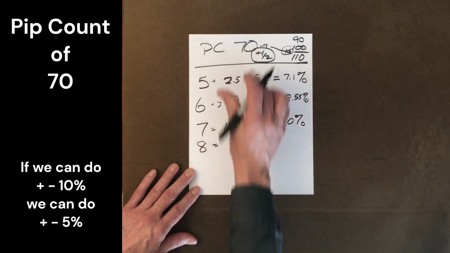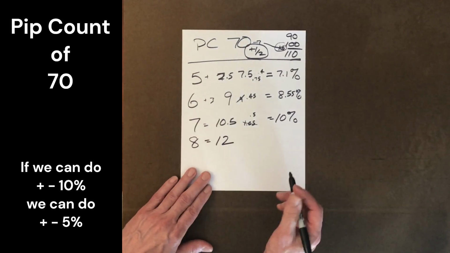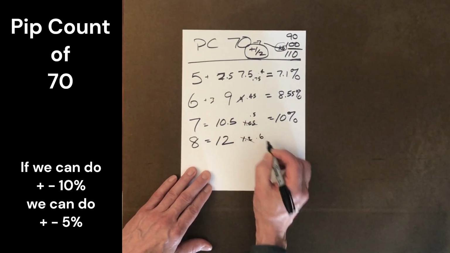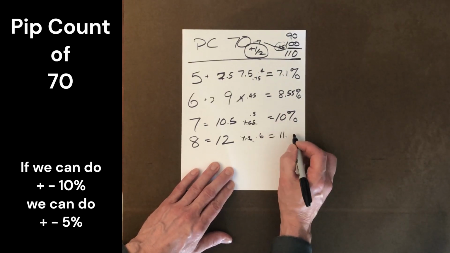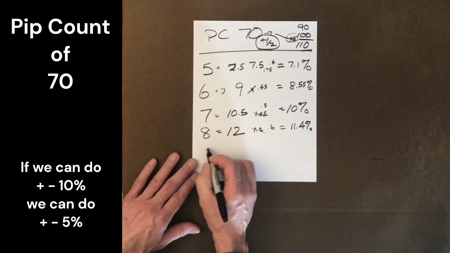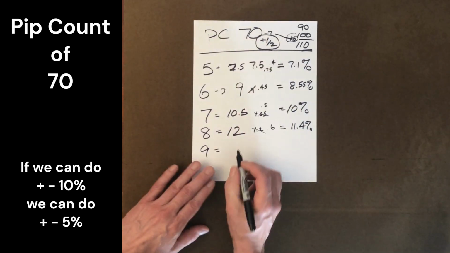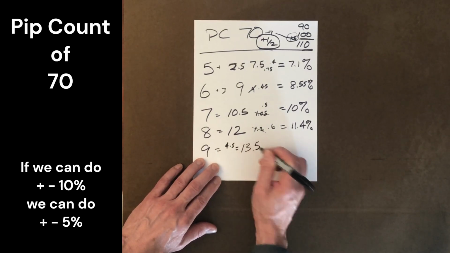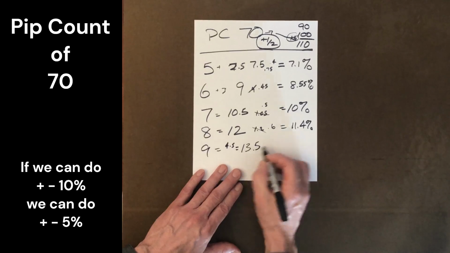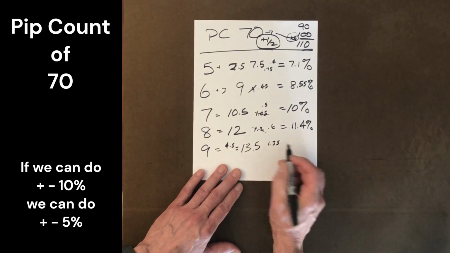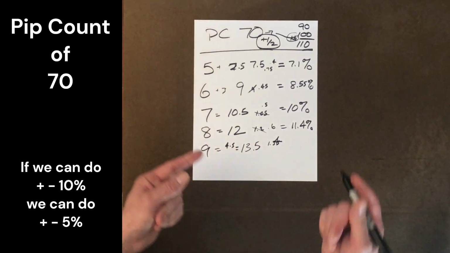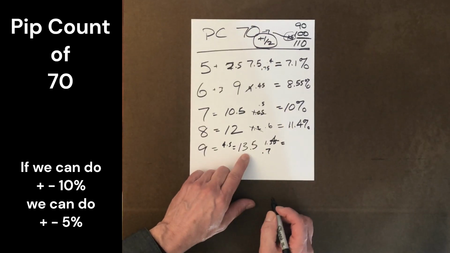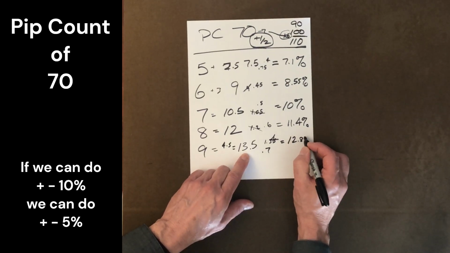Pip count of 8, we're going to add half, brings us to 12. We're going to find our 10%, 1.2, half of that is 0.6, so we're going to subtract 0.6, brings us to 11.4%. Pip lead of 9, we're going to add half, which is 4.5, gives us 13.5. Now 10% of that would be 1.35. Let's just say 1.4 to make the math simple. We're going to do half, 0.7. Brings us to 12.8%.